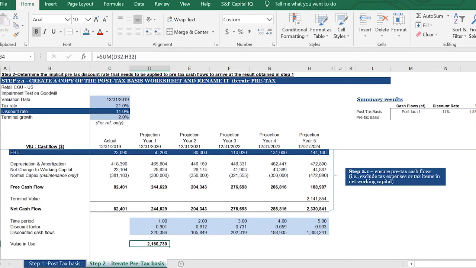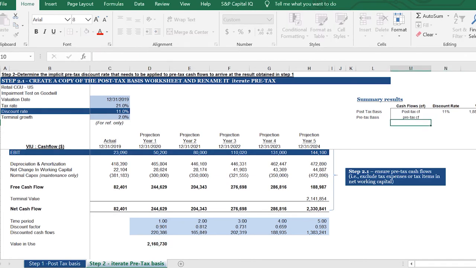which has given me a higher value in use. Theoretically, the results from a pre-tax calculation should be the same as a post-tax calculation. So if I update my summary results here, I have a pre-tax cash flow and my VIU is now 2.1 million. How do we resolve this difference?